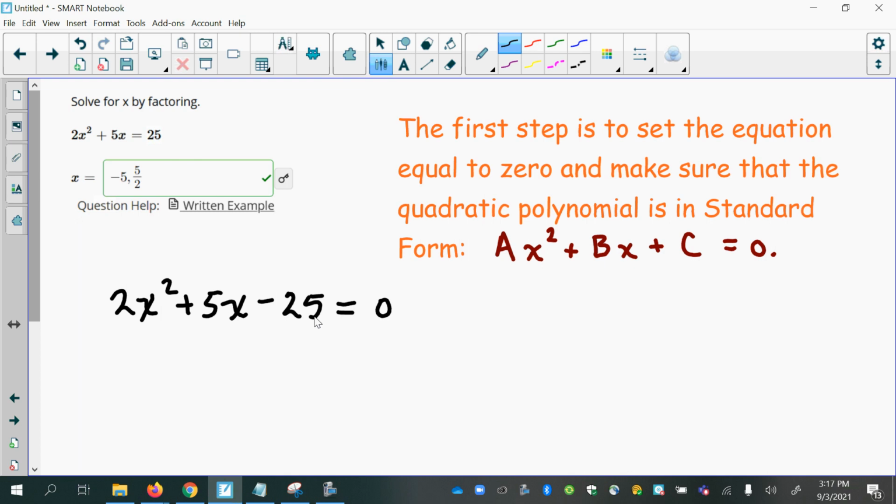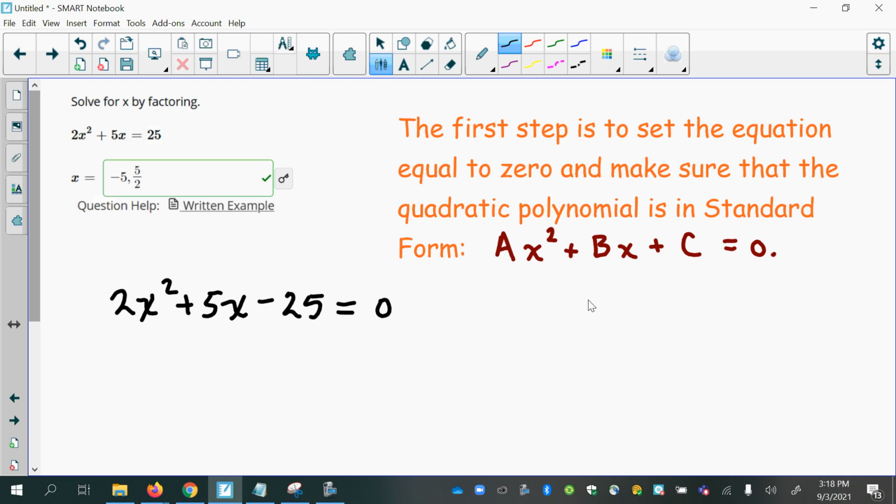So from here, I might also look for special patterns like a perfect square trinomial, or if there's only two terms and there's a minus in between them, it might be a difference of squares. But this doesn't seem to fit any special patterns because 2 is not a perfect square, even though 25 is. The perfect square trinomial would always have a perfect square on the first term and a perfect square on the back term, and it would have to be positive. So no special patterns here, so we're just going to be factoring.